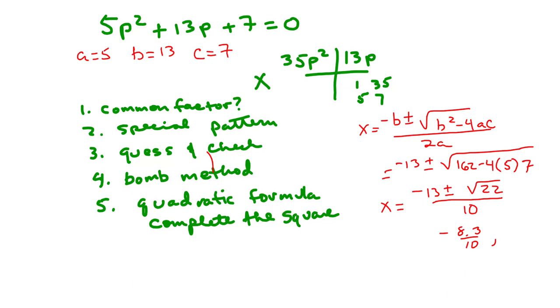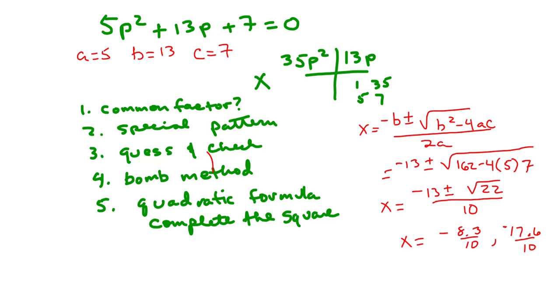And then the other answer would be negative 13 minus 4.6, which is going to be 17.6 over 10, and it's going to be a negative. And those would be the two solutions. So at negative 0.83 and negative 1.76, this is where the graph would go through the x-axis if we needed to go with the graph that does that.